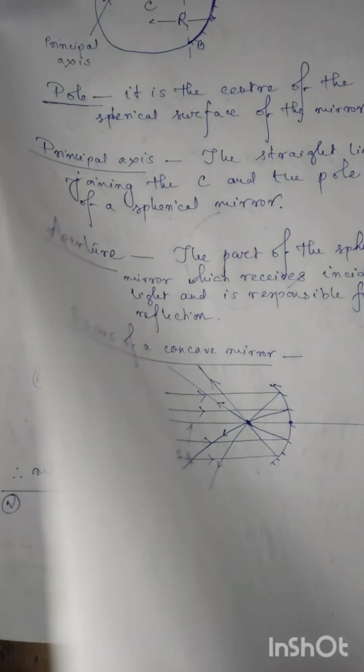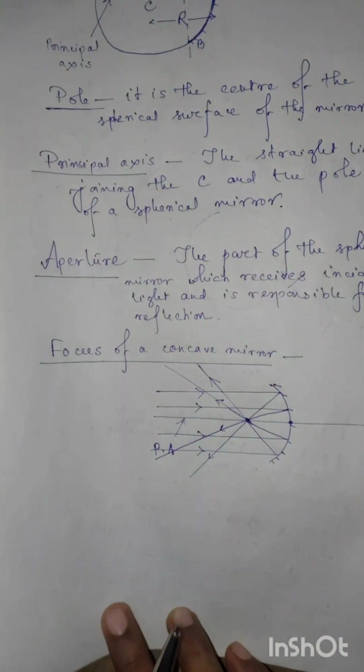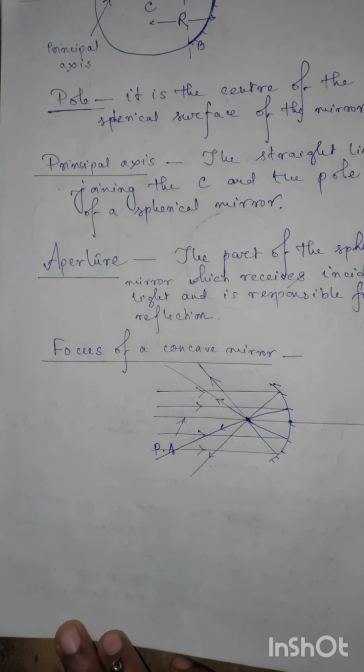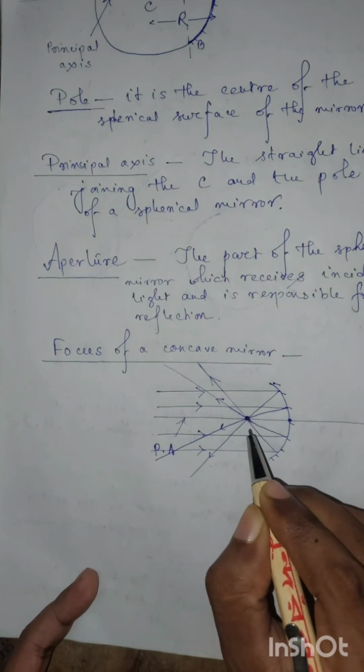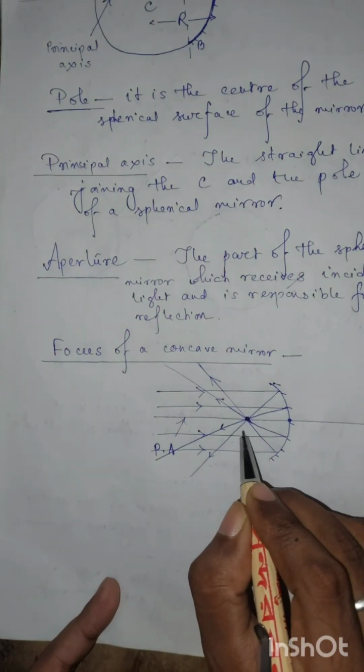So here we can see the light rays parallel to the principal axis are coming towards the mirror, and after striking the mirror they are getting reflected, but they are passing through a common point on the principal axis. That common point on the principal axis is called a focus.